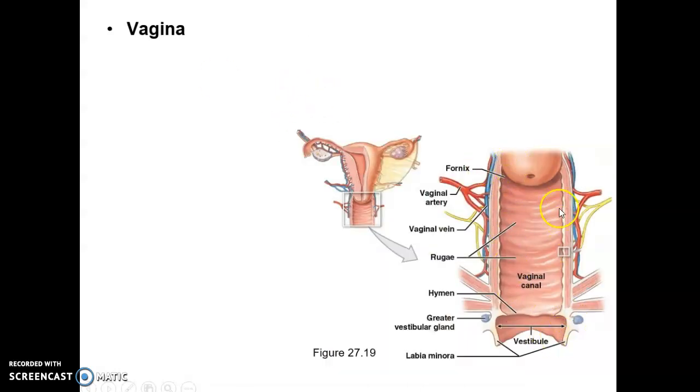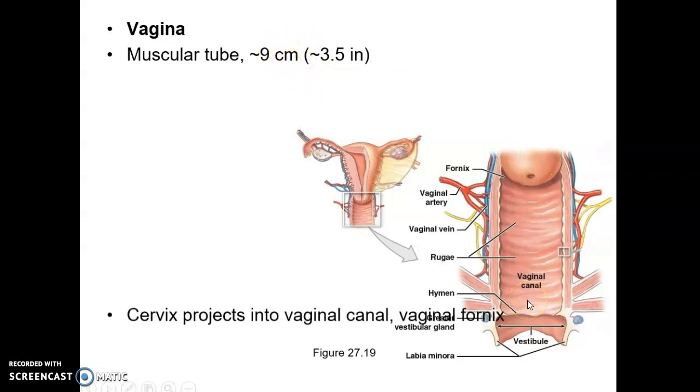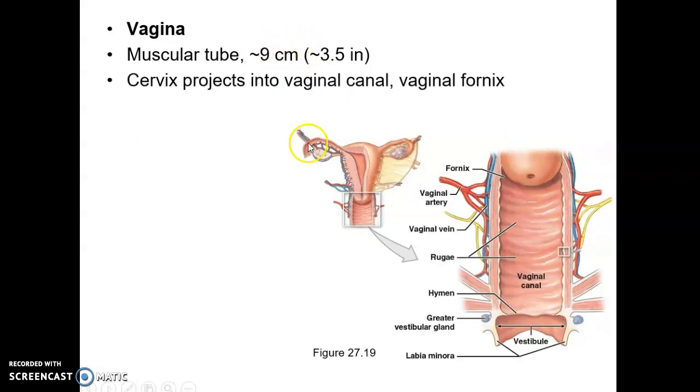Moving to the vagina. It is a muscular tube about 3.5 inches long, roughly 9 centimeters. The cervix of the uterus projects somewhat into the vaginal canal, forming the vaginal fornix, kind of this little indentation region. It is structurally found between the urethra and the rectum.